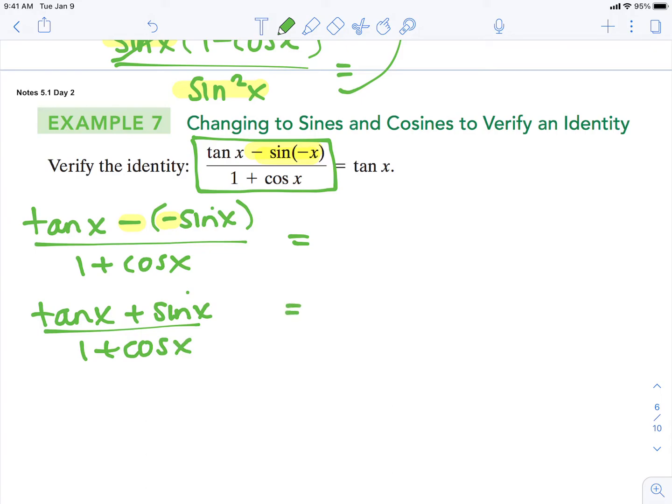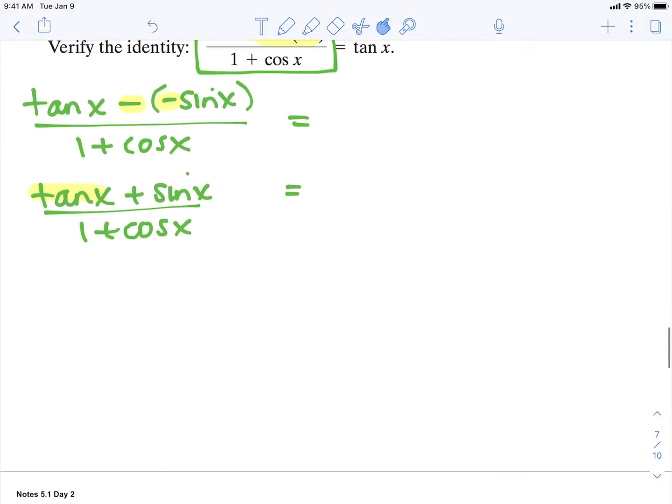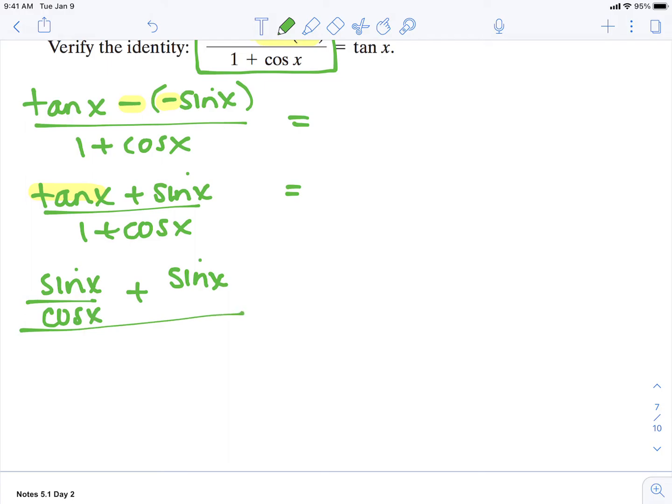Now we're going to change this tangent of x using our quotient identity to sines and cosines. So the quotient identity for tangent of x says we have the sine of x over the cosine of x. And then this is still the sine of x all over 1 plus the cosine of x. Now, in the numerator, we have this cosine of x, and we want to combine those two fractions together.